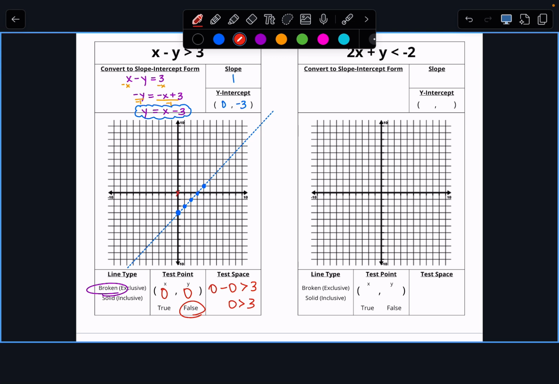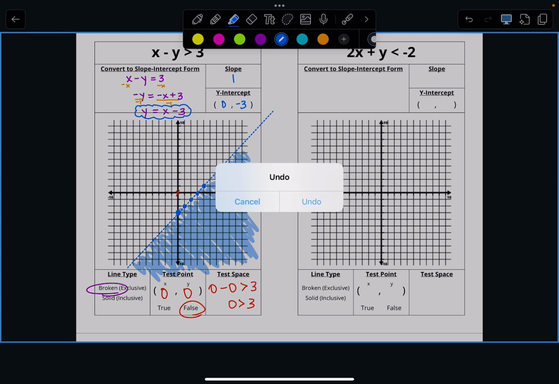Well, 0, 0 does not work, which means we have to shade the other side of the line, away from 0, 0. So basically, if the line is on top of 0, 0, it works. So we want to color the solution. If it's a solution, we color towards the dot we try. If it's not a solution, we color away from the coordinate that we try.